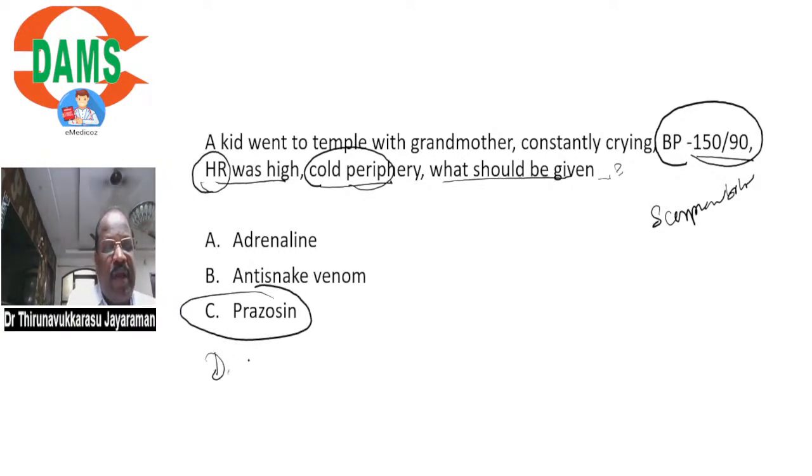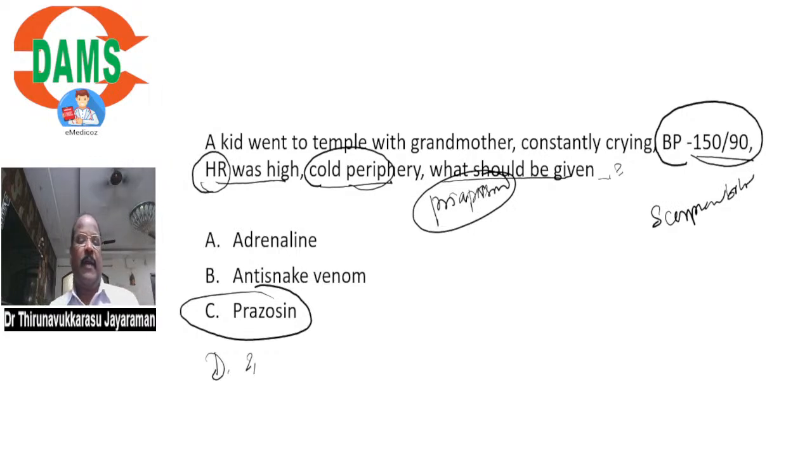What about the other options? Can you tell the other options? Priapism was mentioned. Okay, priapism was mentioned. Even then we can go for prazosin. Steroid was another option. But related to the question, the appropriate answer can be option C, prazosin.